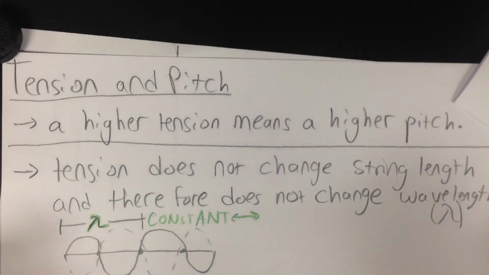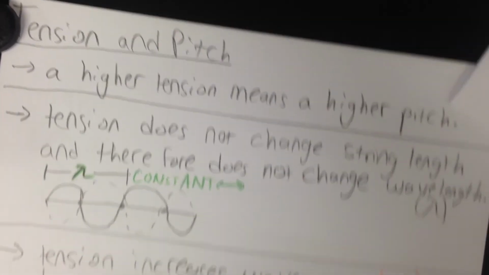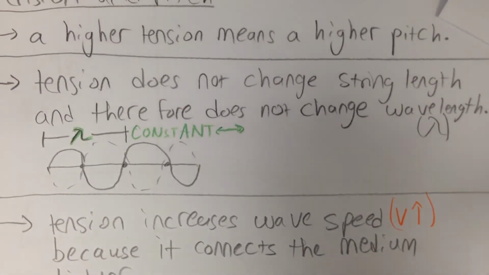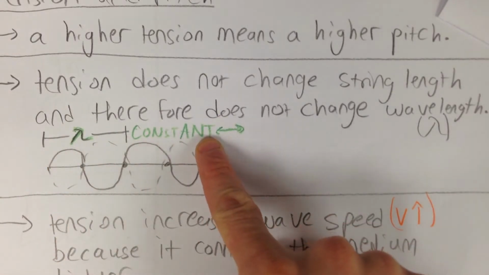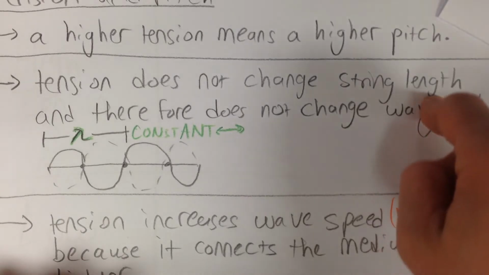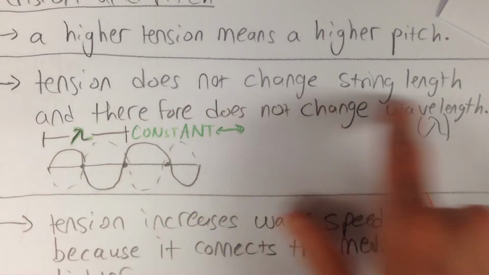But one important point to start with is, I know shortening the length shortens the wavelength, but when you change tension, you know, higher tension, higher pitch, but when you change tension, the wavelength stays constant. So tension does not change the string length. You know, if you bend the string, if you tighten it in any way, it doesn't change the string length.